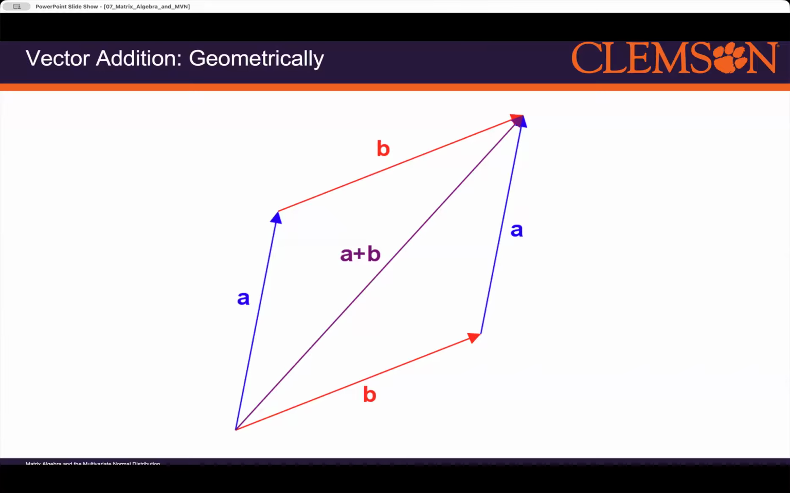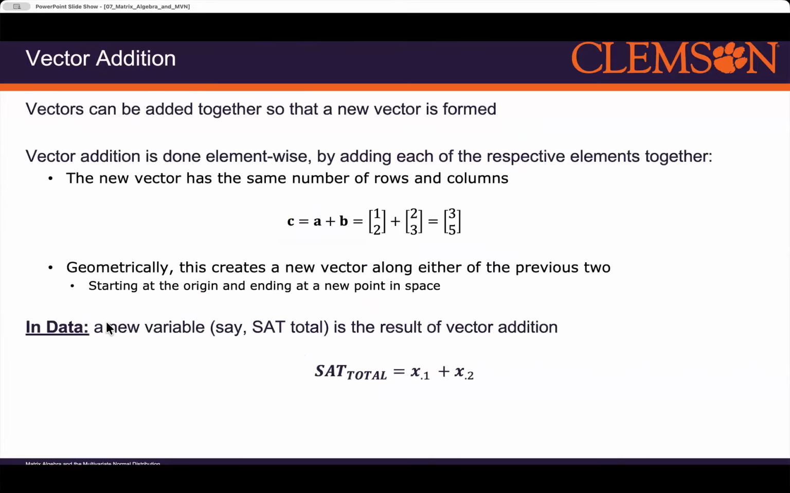So we can see how this works geometrically. Now in data, for a new variable, say SAT total, we might want to add SAT math and SAT verbal to get a total SAT. Maybe for college submissions, or who knows what it happens to be. But that would simply be the first column vector plus the second column vector equals SAT total.